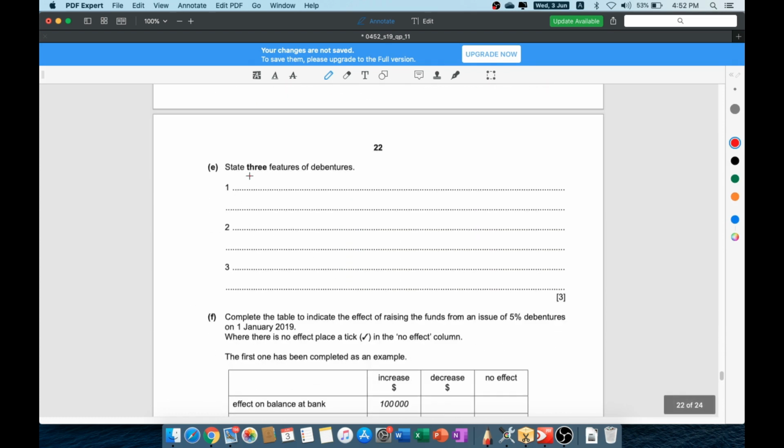Part E, state three features of debentures. So debentures mostly have loans to them, I mean, they are loans. Basically long-term loans. So technically they're long-term loans. That's a feature. And then they have a fixed rate of interest. So you've seen like 5% of whatever amount, 6% of whatever. That's another feature of the debentures.